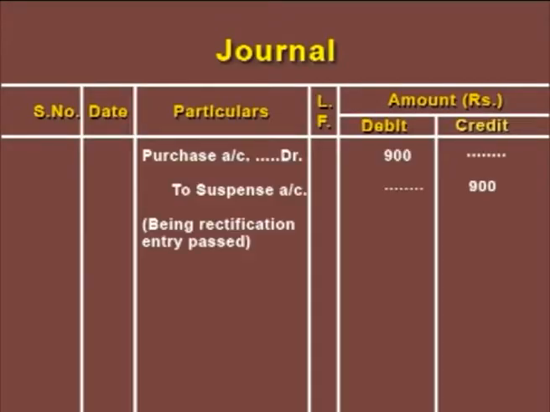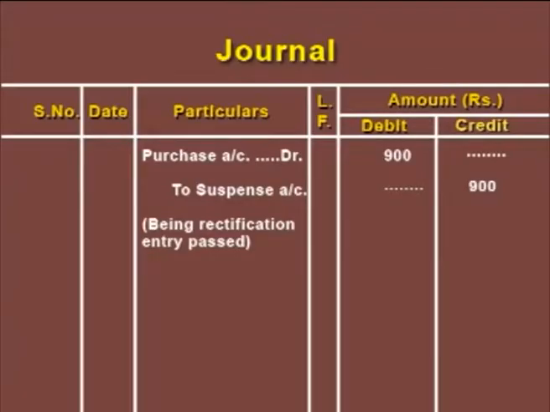So, our rectification entry is expected to increase the total amount of purchase account by rupees 900. As the basic nature of purchase account is debit, so you are required to debit the purchase account in the rectification entry. As only one account is affected by this error and a minimum of two accounts are required to pass a journal entry, the other account will be suspense account. So, the connected rectification entry will be purchase account will be debited for rupees 900 and suspense account will be credited for rupees 900. That means, purchase account debit to suspense account.